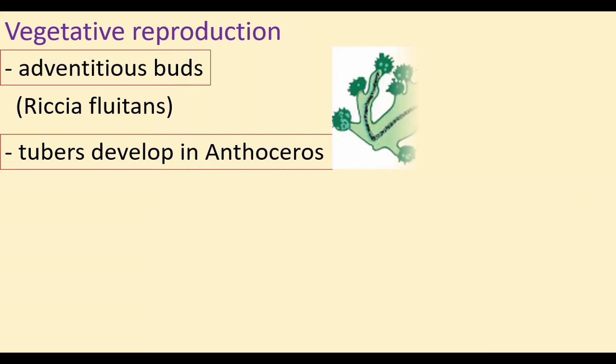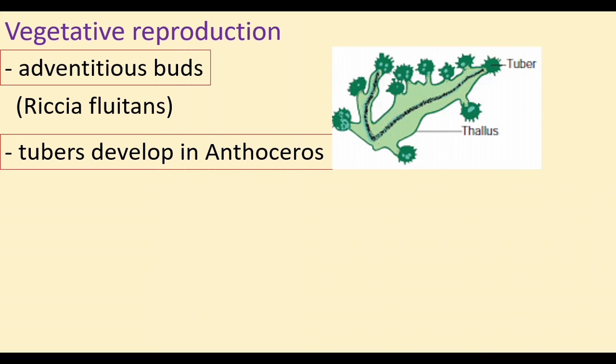There are different kinds of reproduction in bryophytes. Let us see the vegetative reproduction first. Adventitious buds are produced in Riccia fluitans. Adventitious buds arise from the lower part of the thallus. Tubers develop in Anthoceros. The tubers grow into a new thallus.